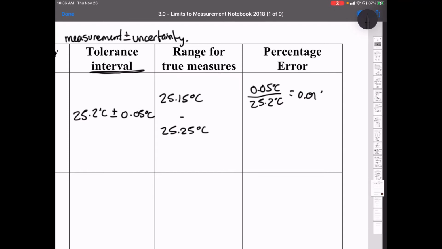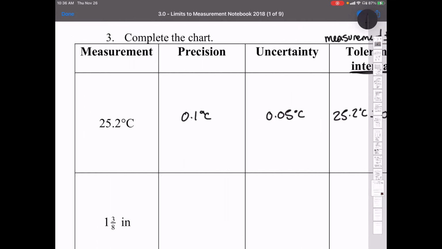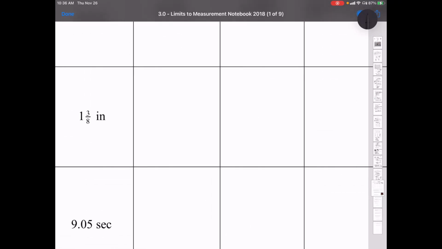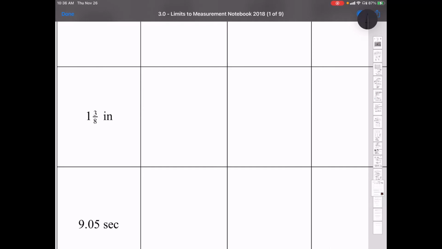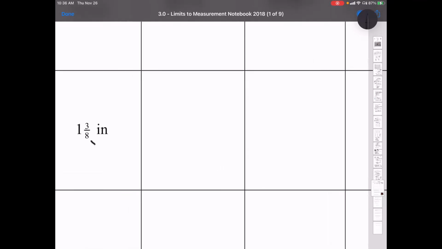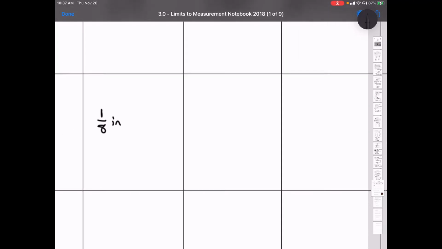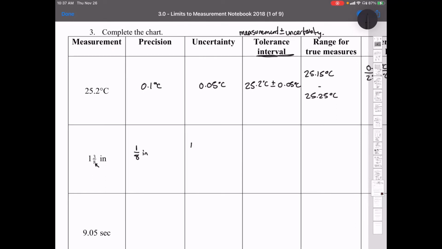Be 0.0198 or 1.98%, like so. Same thing as before, we can do the same for 1 3/8 of an inch. When you're given a fraction like this, the precision is the denominator, so over 8, and it'd be 1/8 of an inch, which means our uncertainty is half of 1/8 of an inch, or 1/16 of an inch.